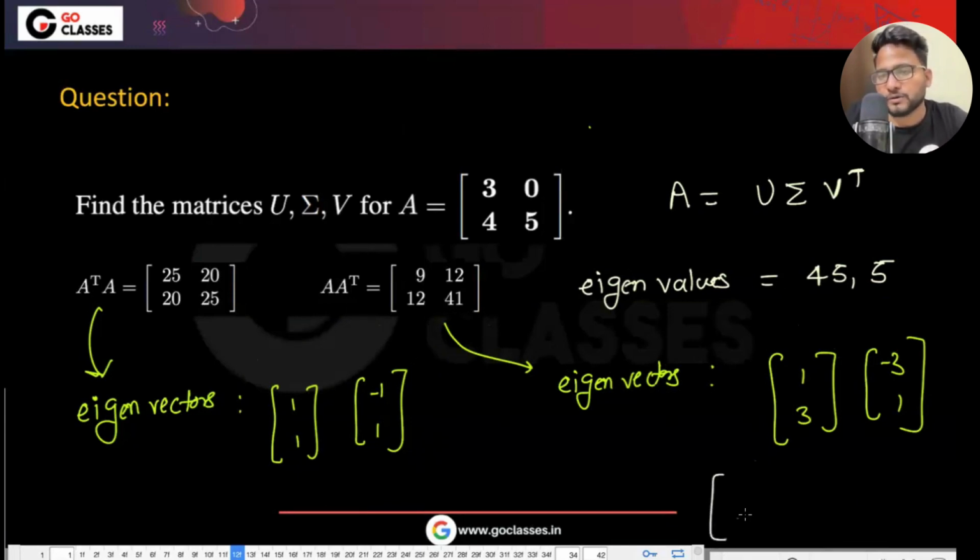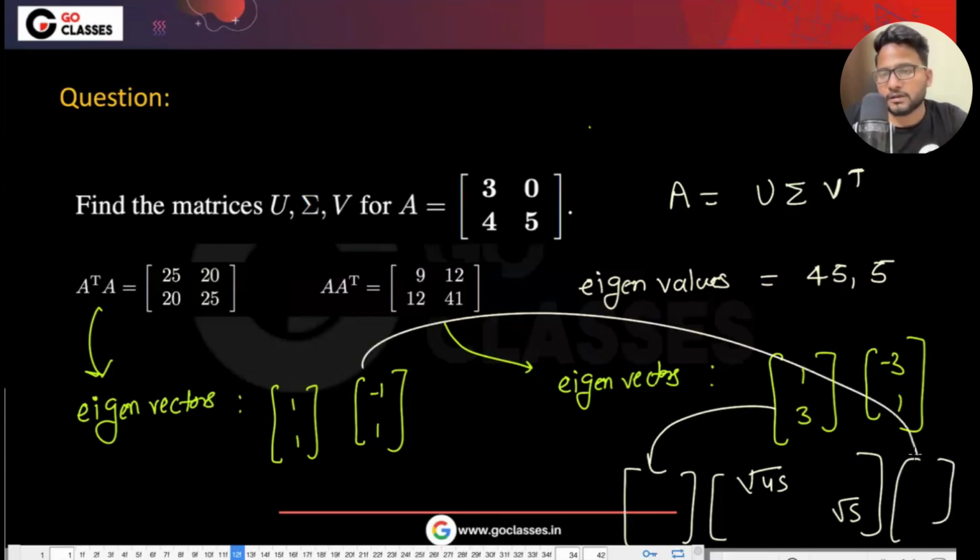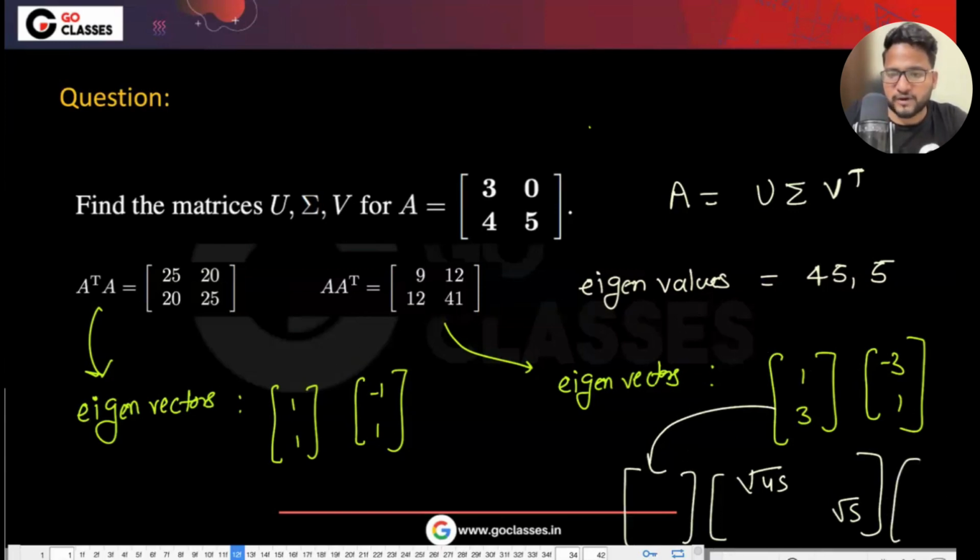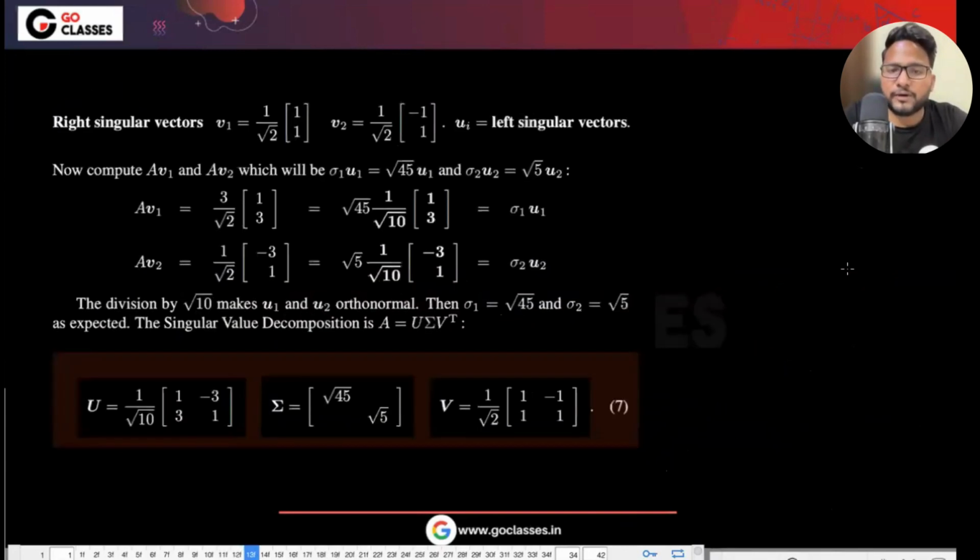These are the eigenvalues, which means take a square root of this. So square root of 45, square root of 5, right? And then you will be writing here. So U means this, right? These things divided by its length, and then you will be writing this here divided by its length. Is this fine? So this is how you can find out the SVD.